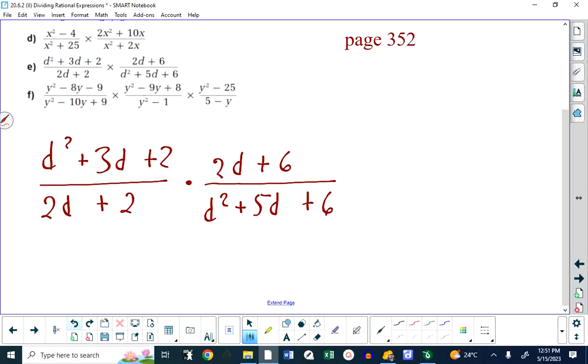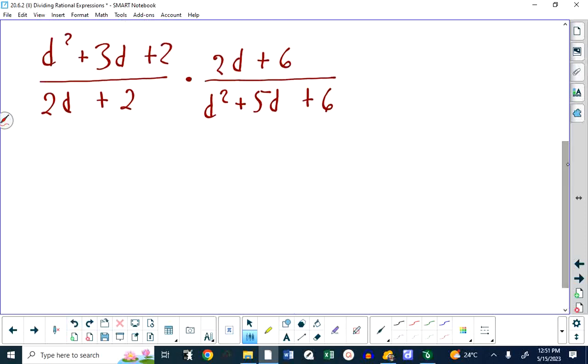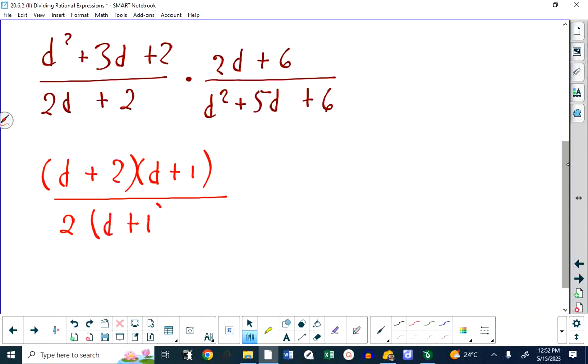Okay, so we factor everything. What I've got on the top of the first rational expression is a very basic quadratic trinomial. It factors into d plus 2 and d plus 1 because 2 times 1 is 2, and 2 plus 1 is 3. The denominator has a common factor of 2, and we're left with d plus 1, and I'm going to actually put that 2 in brackets. Now, when you multiply fractions, and I'm not saying, well, let me write down an example.